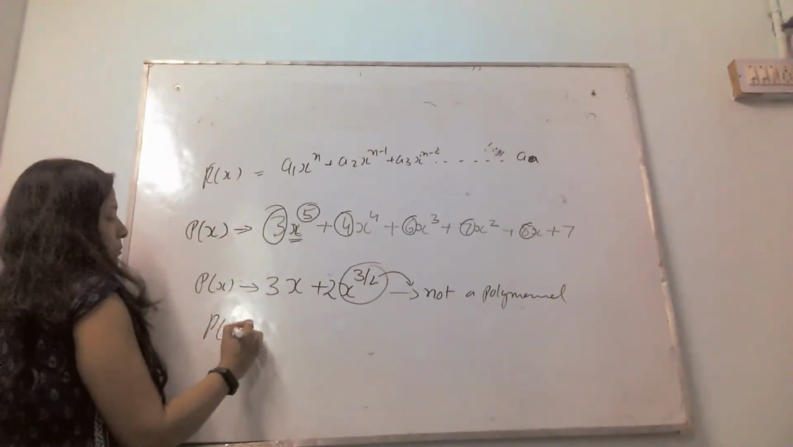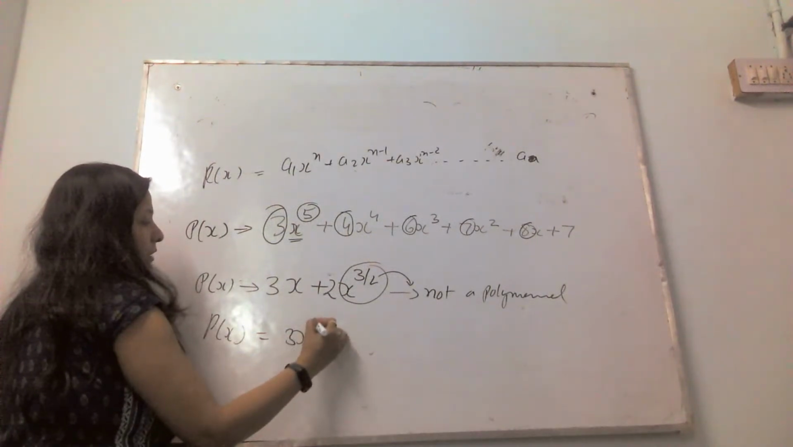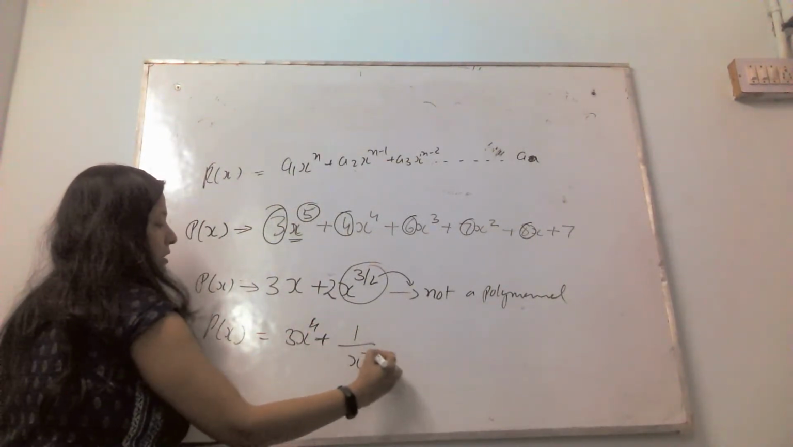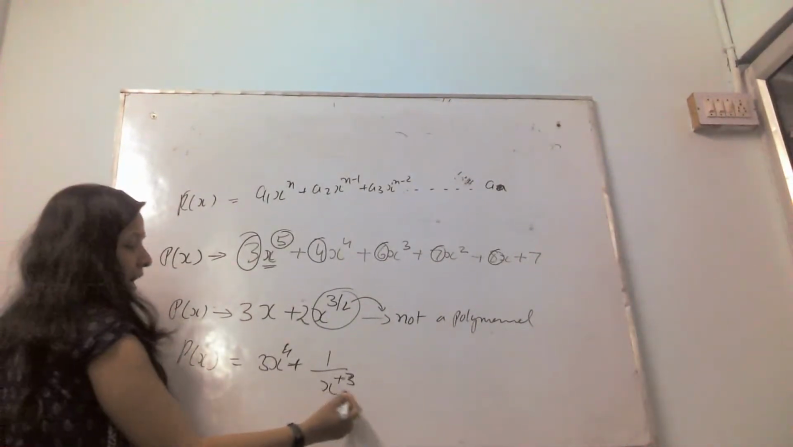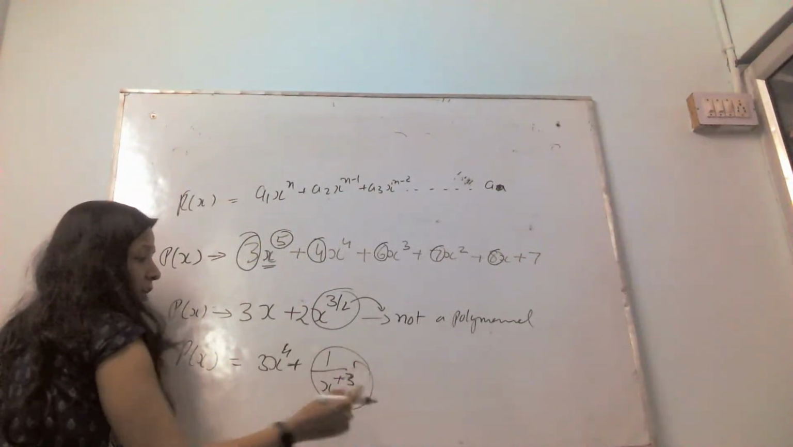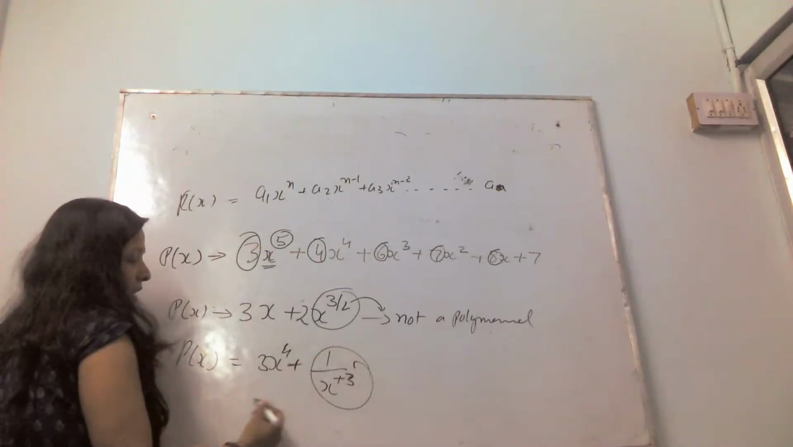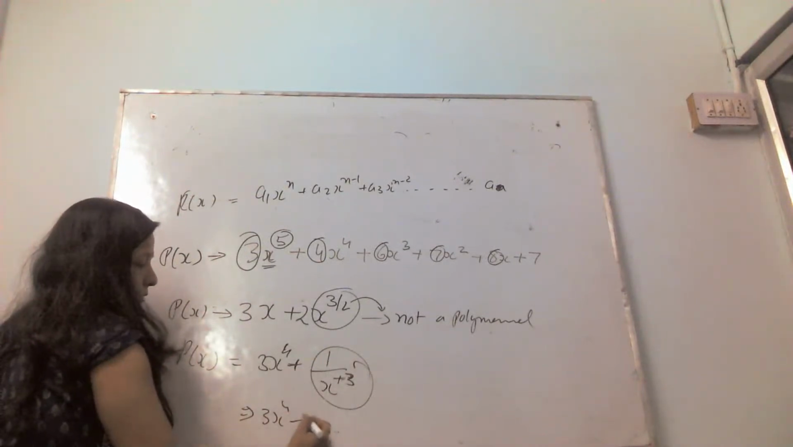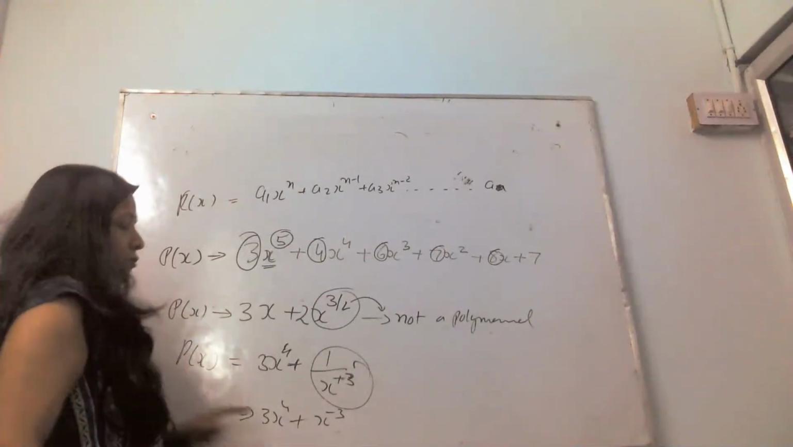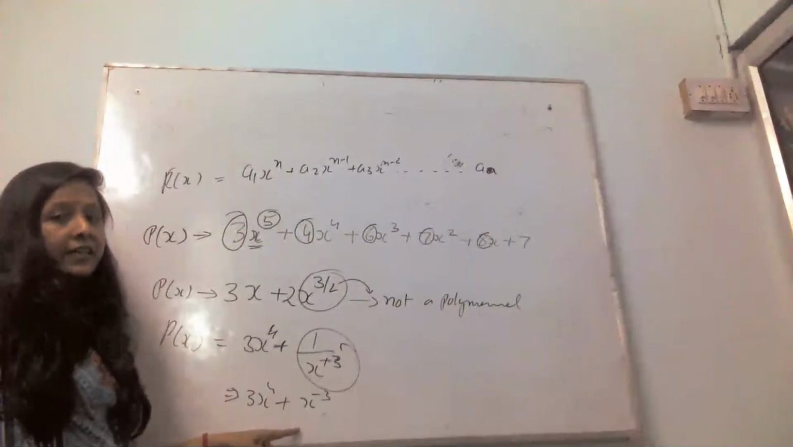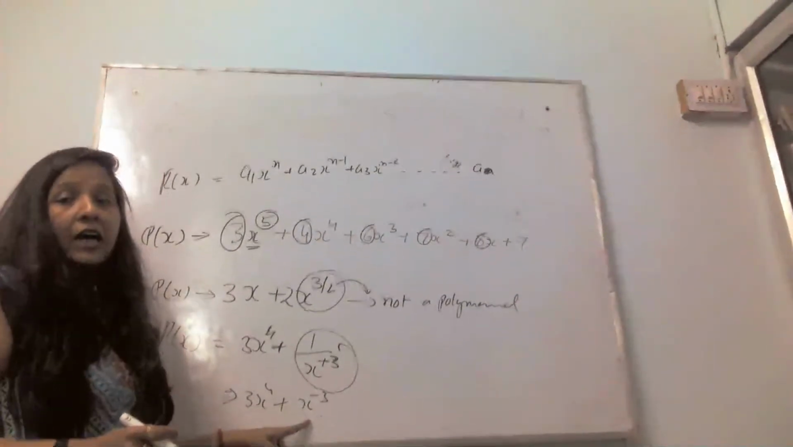Here is another example: x plus 3x to the power 4 plus 1 by x to the power 3. Is it a polynomial? No. Again, we have to see: whenever a variable is in a fraction, we have to take its reciprocal. If we take the reciprocal, we get x to the power minus 3. Again, it is not a polynomial.